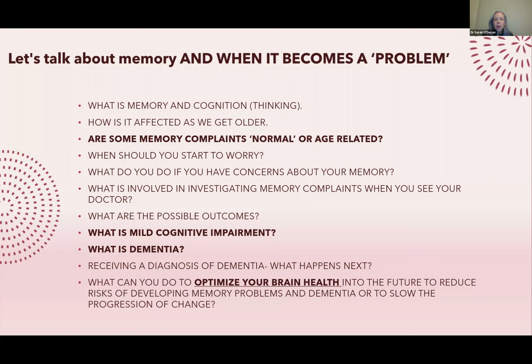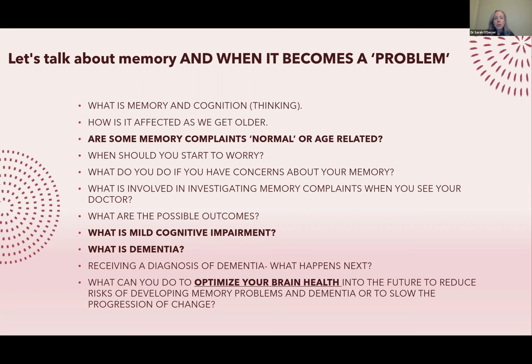To begin with, this is a brief overview of what I aim to cover in this talk. We'll talk a little bit about what memory and cognition is, because to understand what you're losing as you progress to a diagnosis of dementia, it's important to understand what memory and cognition are in the first place: our mental functioning, the different domains that we can assess and measure our ability to think and perform tasks, and how they can change as we develop memory or cognitive deficits.